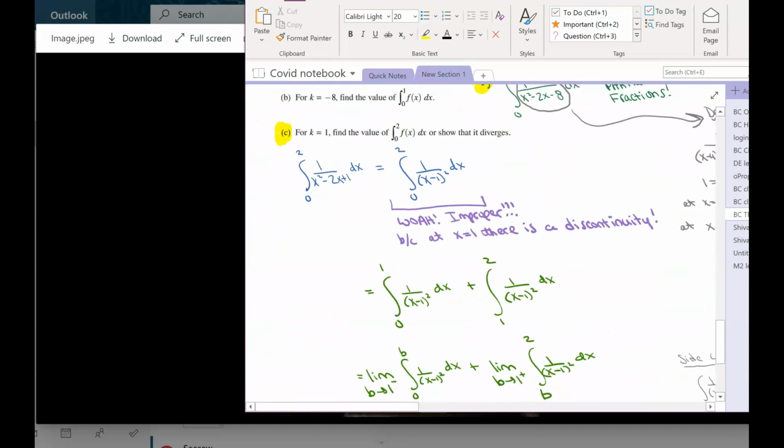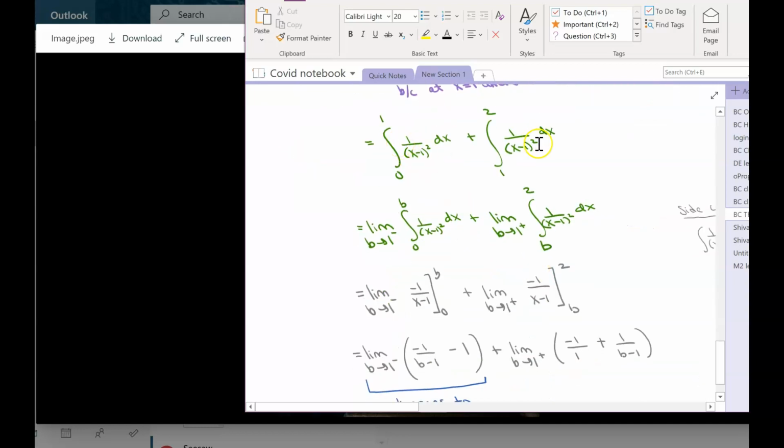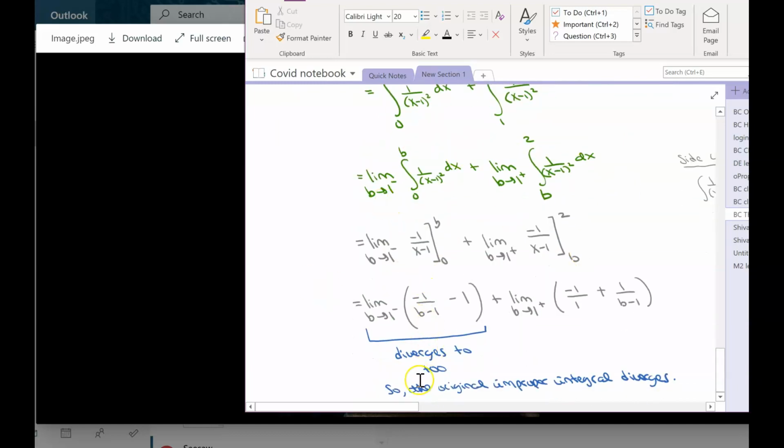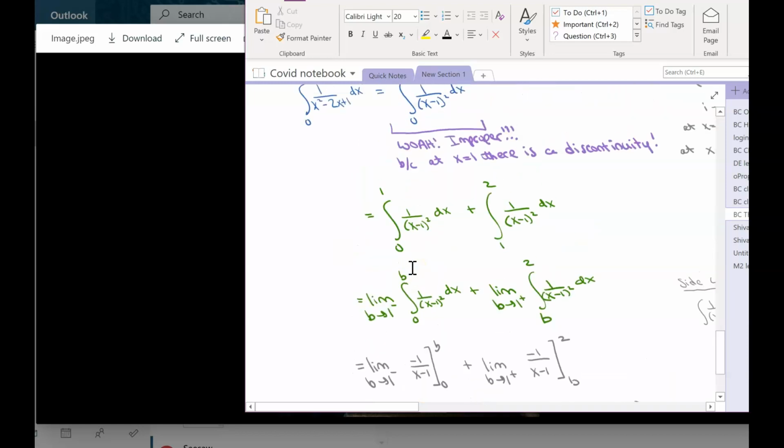Part C is one that I'm guessing most people wouldn't have gotten to because, again, these questions are written longer than the time allowed. It's an improper integral because 1 is the point of discontinuity. And so you just split it into 2 improper integrals. Remember, when this happens, if one of these diverges, which it does, that means the whole thing diverges. So I didn't even bother doing the other part of it.